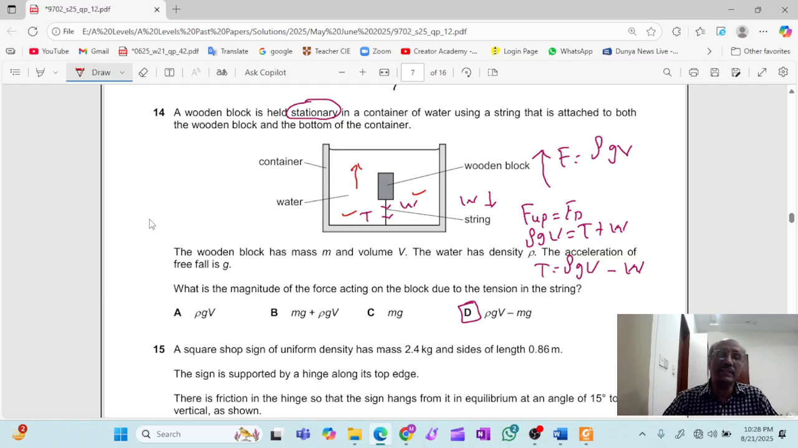So the wooden block has a mass m and volume v. The water has density rho. Acceleration of free fall is g. What is the magnitude of the force acting due to the tension in the string? Upward force is represented by rho gv. F up must equal F down. The reason the object is stationary, at rest, is that the forces are balanced. So you can make this expression very easily. T is equal to rho gv minus W, and W is equal to M into G.